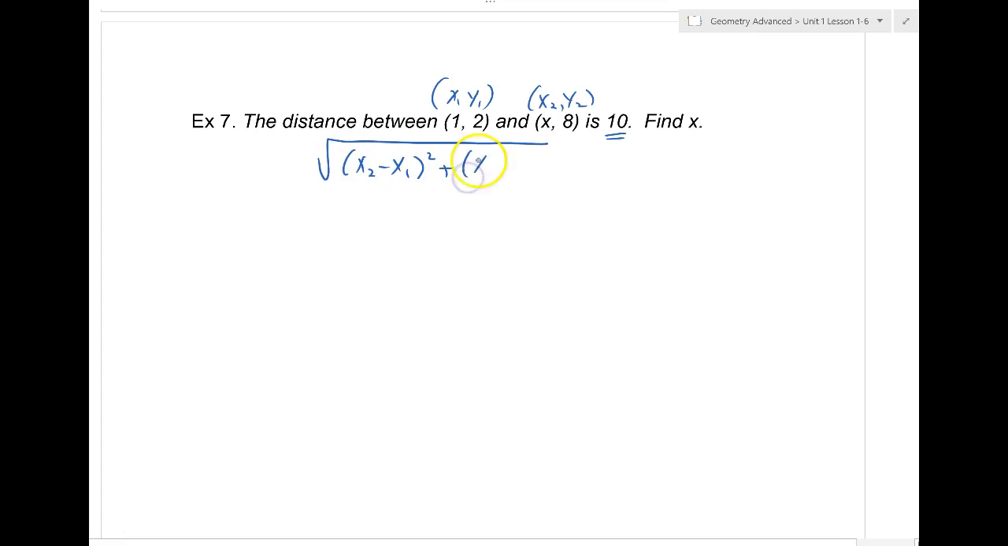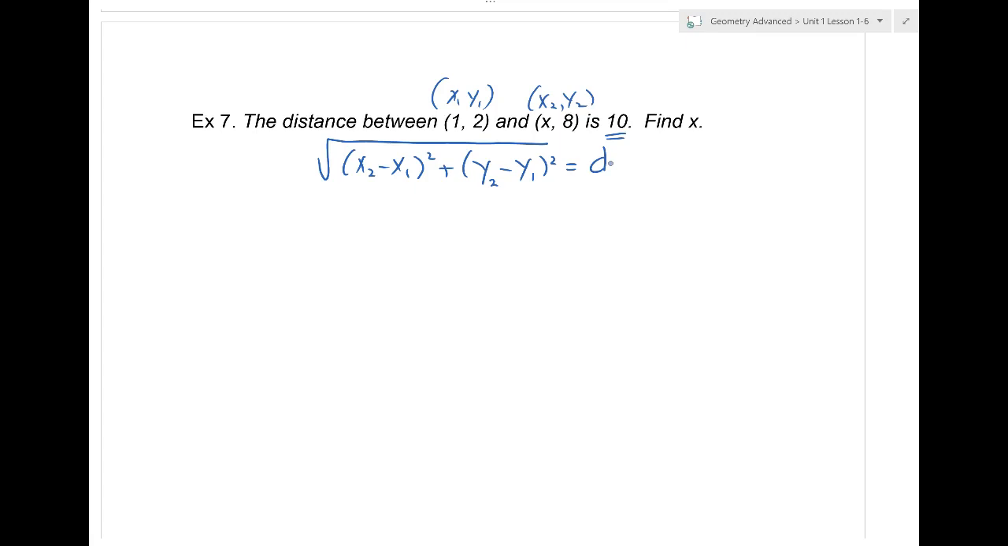But notice, for ease of things, oops, I need to put a y there, not an x2. y2 minus y1 squared. I'm going to put my distance at the end. Does it matter which side you really put the d? No. As long as you have an equal sign, does it? It really doesn't. Remember, symmetry property of equality says you can switch sides.